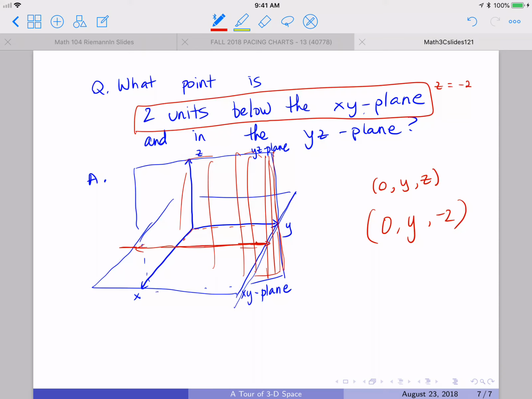Does that make sense? So I've got that little line that's an intersection. Like, think about this. The point (0, 1, -2). So 0, I'm going to go 1 and then -2. That's definitely in the yz plane, and it's definitely 2 units below the xy plane. Right? But so is (0, 7, -2). So if I go out 7 and then go down, I'm going to get a point that is definitely in the yz plane because x is equal to 0, and it is 2 units below.